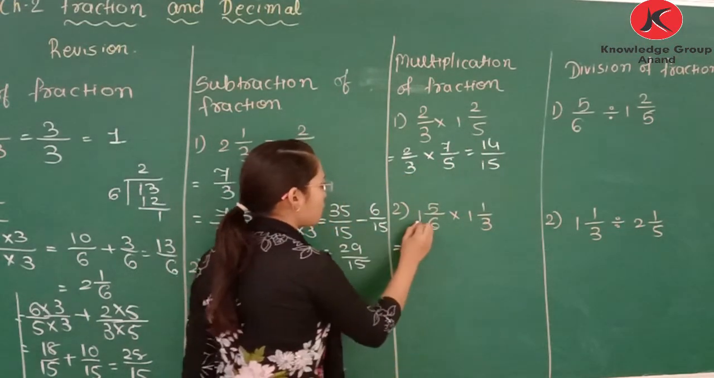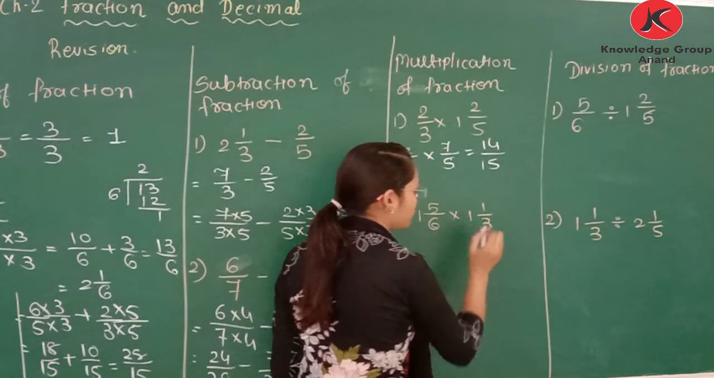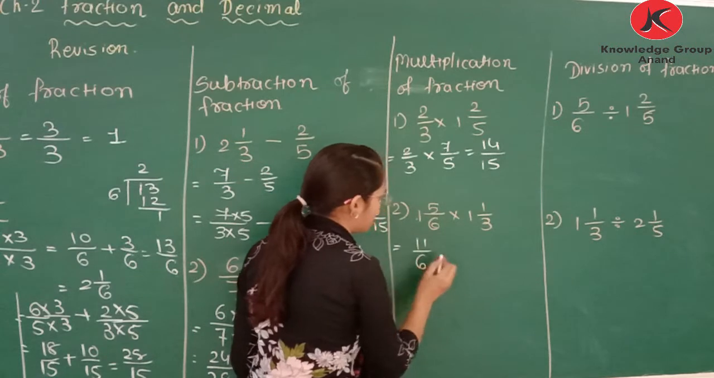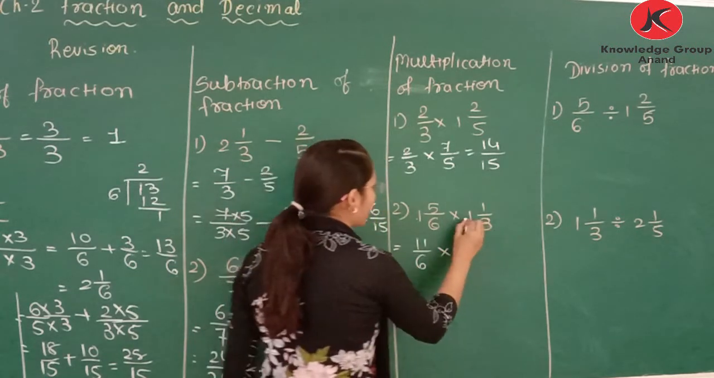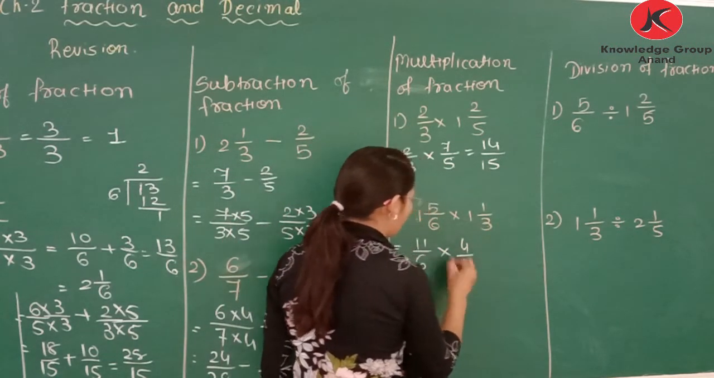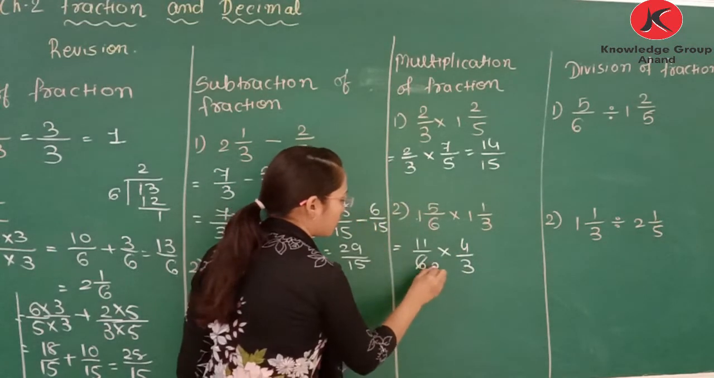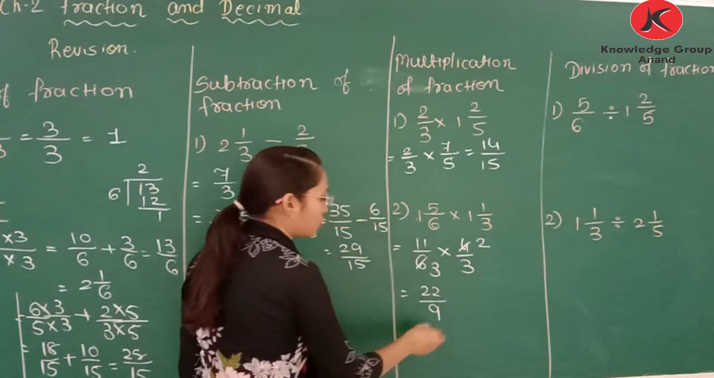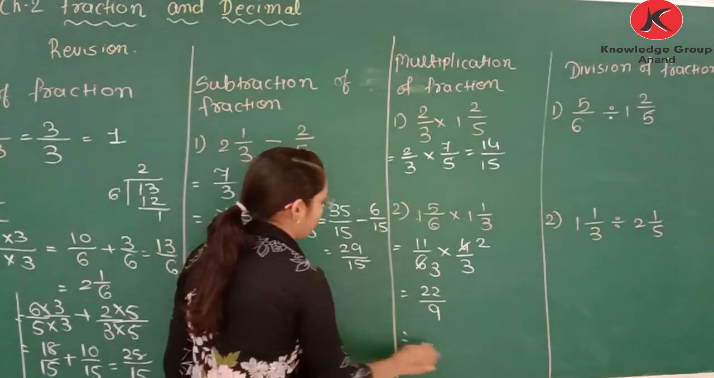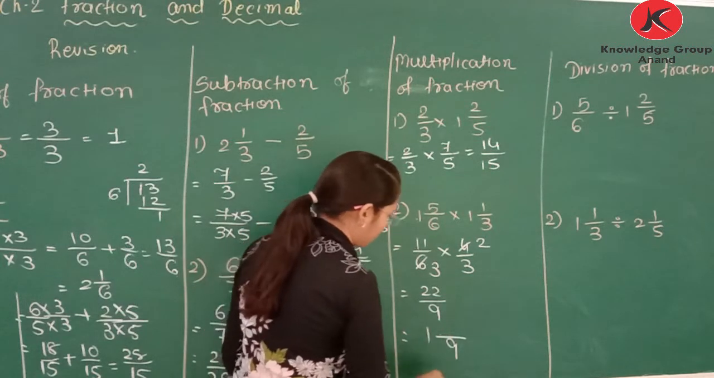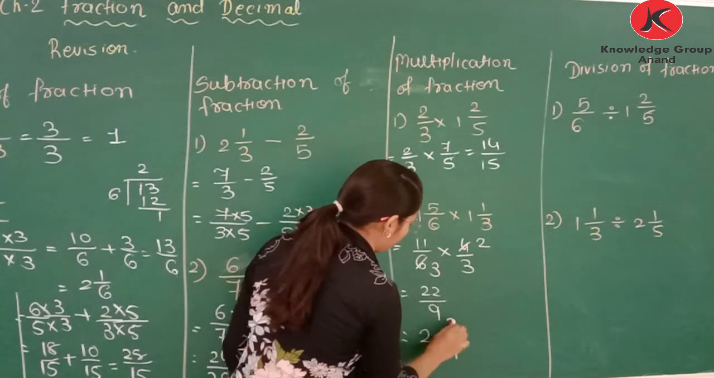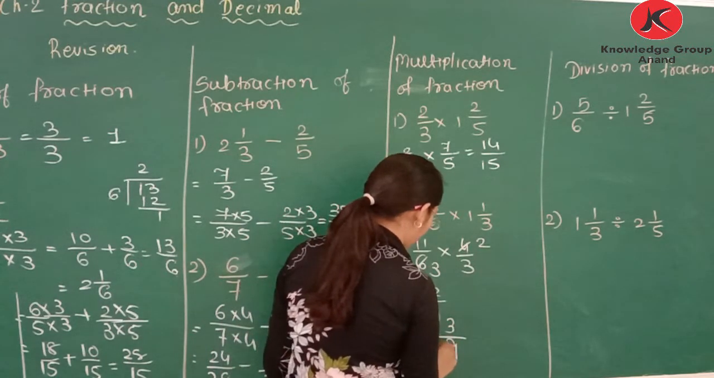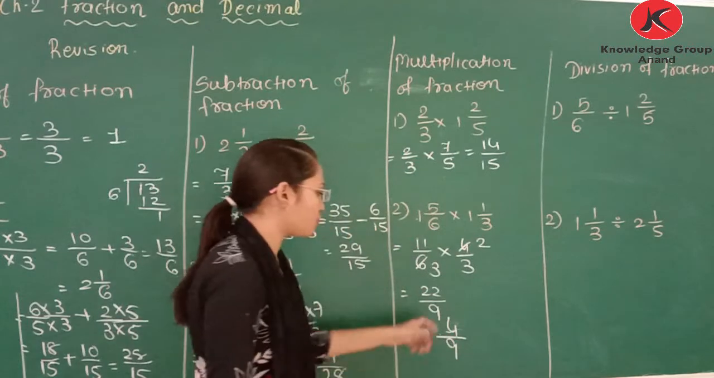One more example. 1 5 by 6 multiply 1 1 by 3. 6 ones are 6 plus 5, 11 by 6. Multiply 3 ones are 3 plus 1, 4 by 3. You can cut the common factor. 3 twos are 6, 2 twos are 4. 11 twos are 22 divide 9. You can convert this into mixed fraction. It is 2 4 by 9.